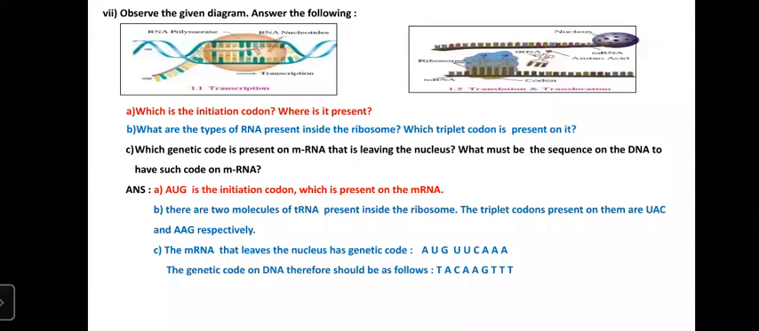Now you know what this A, U, G and all are. A is for adenine, U is for uracil, G is for guanine, and you always have to remember adenine. The sequence on DNA is with adenine. With A it is T, thymine. With uracil it is adenine. So once you remember the sequence, you can easily answer the question.